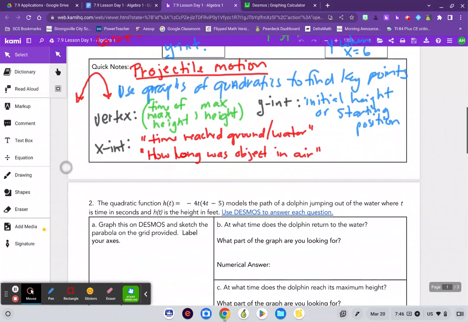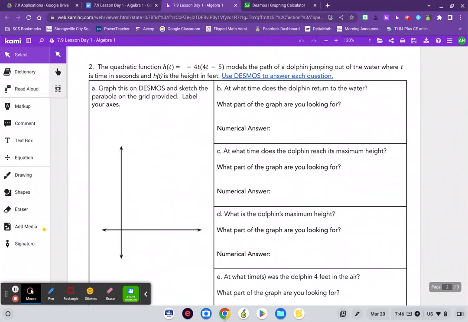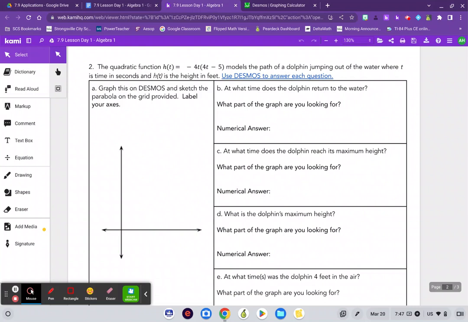So I'm actually going to go ahead and get you started on number 2 so you can see what the expectation is. This is the quadratic function h of t equals negative 4t times (4t minus 5). It models the path of a dolphin jumping out of the water, where t is time in seconds, and h of t is the height in feet. So you can use Desmos to answer each question. And so I did that here for you. We got ourselves set up on Desmos.